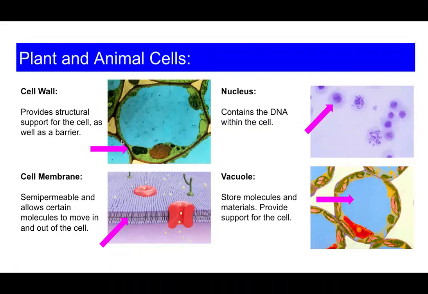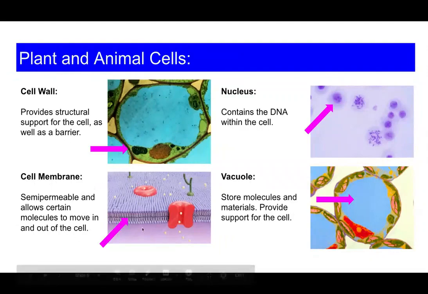So the cell wall we talked about, that's this rigid, thick border around the outside, and that provides structural support for the cell and a nice barrier. Now, this is only in plants. We don't see this in any animal cells.